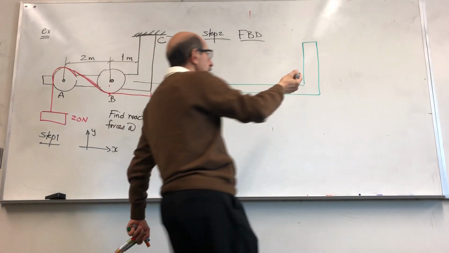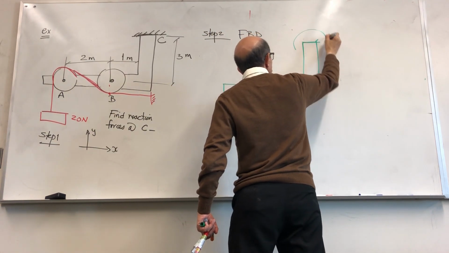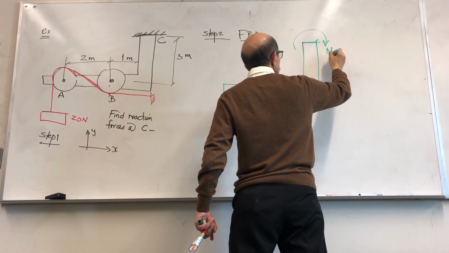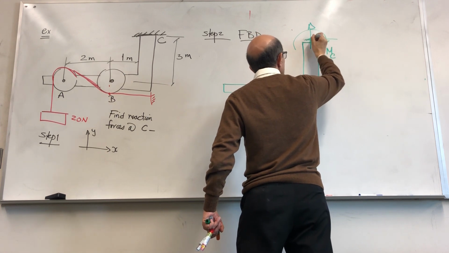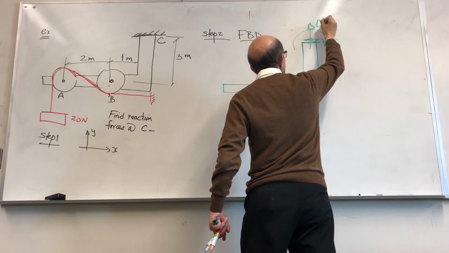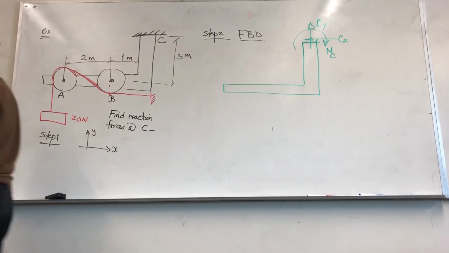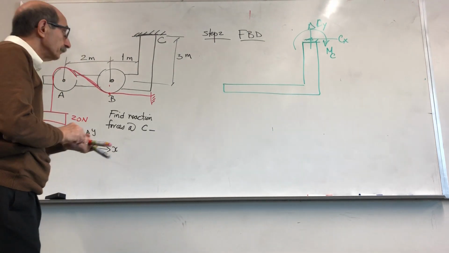The structure, if it is considered that way, it is fixed here, right? So there will be a moment, a built-in moment at C, that is resisting the motion, a vertical force Cy and a horizontal force Cx, right? That's what that fixed end support represents. That clear? No problem? Okay.